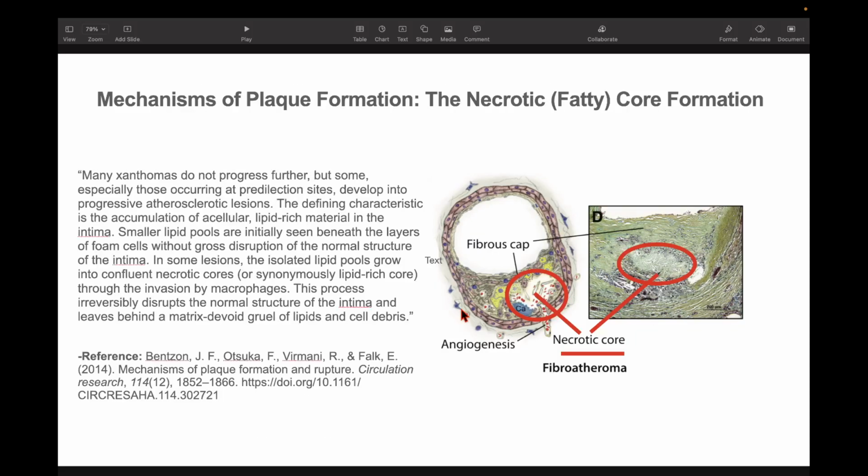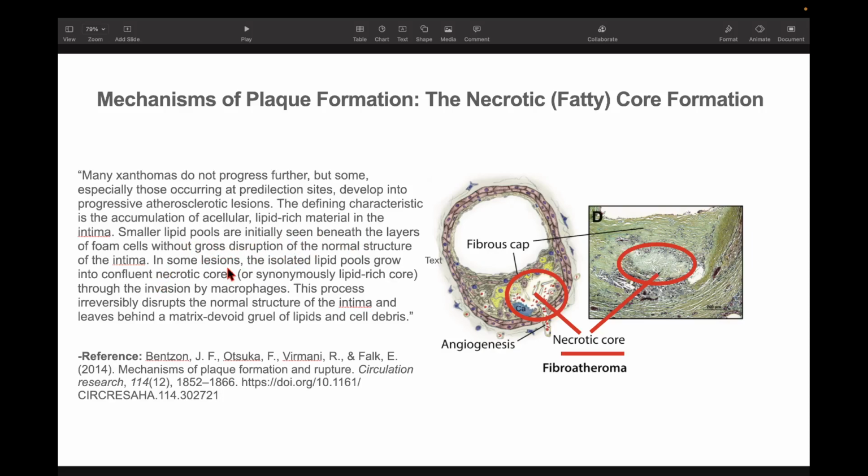We'll continue to the next slide here. So now we're talking about the necrotic core formation. What they say is many xanthomas do not progress further, but some, especially those occurring at predilection sites, develop into progressive atherosclerotic lesions. We talked about those predilection sites: the aorta, coronary arteries, carotid arteries, and large femoral vessels. The defining characteristic is the accumulation of acellular lipid-rich material in the intima. I discussed this before. Smaller lipid pools are initially seen beneath the layers of foam cells without gross disruption of the normal structure of the intima.